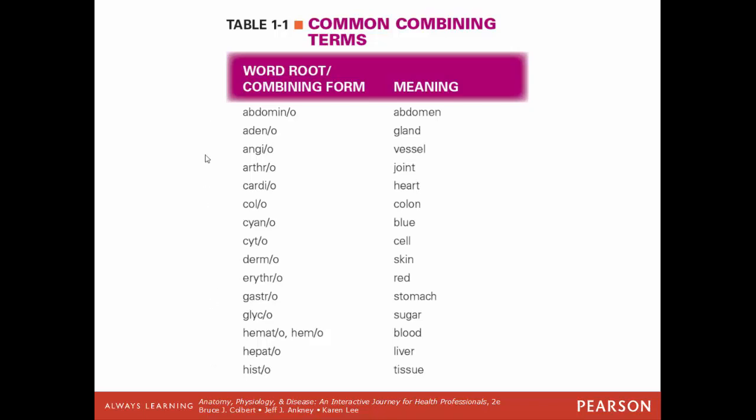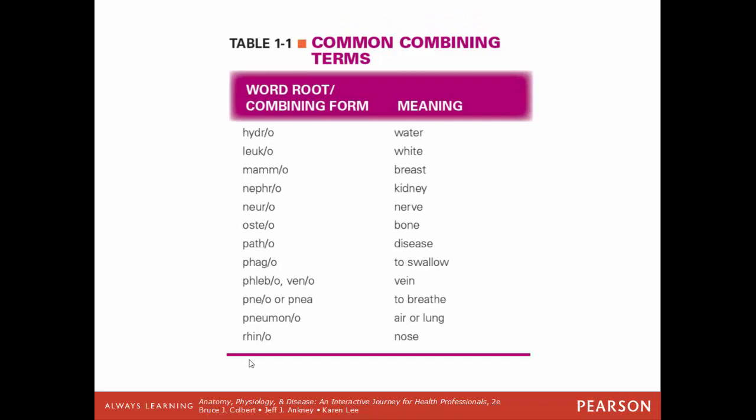Again, these definitions don't ever change. Hist or histo is always going to be a reference to tissue. Hepato or hepat will always mean a reference to the liver. Hydro always means water. Leuko always means white. Sometimes you'll see that spelled with a C or a K. They both mean white. Mam always means breast. Pneumo always means the air or the lung.